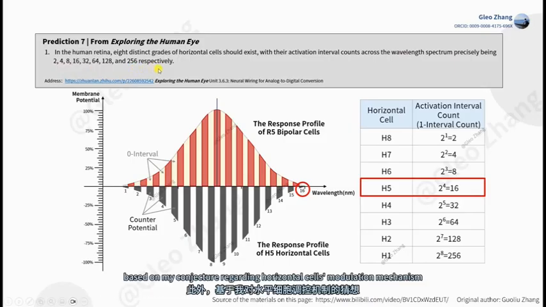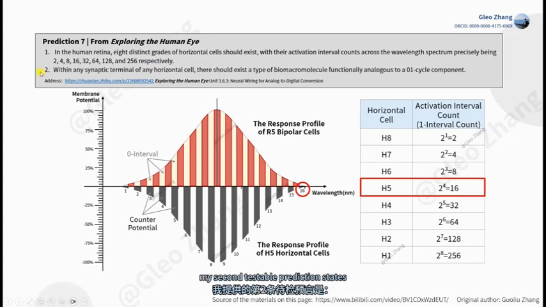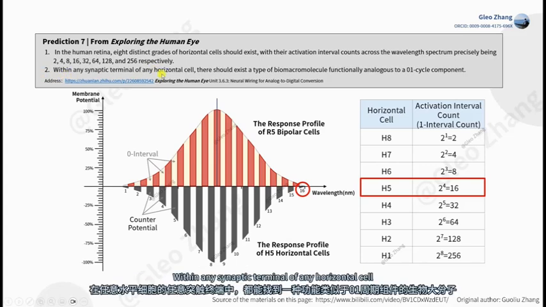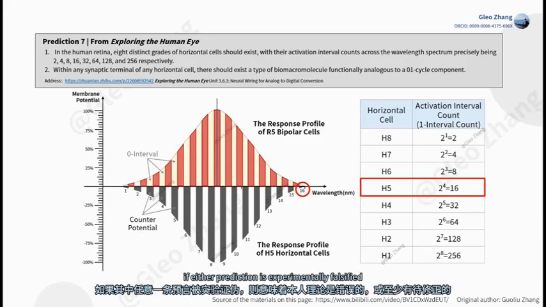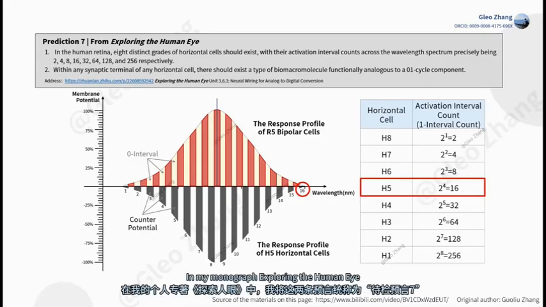Furthermore, based on my conjecture regarding horizontal cells modulation mechanism, my second testable prediction states, within any synaptic terminals of any horizontal cell, there should exist a type of biomicromolecule functionally analogous to a J1 cycle component. If both of the above predictions are experimentally confirmed, it will mean my theory is most likely correct. If either prediction is experimentally falsified, it will indicate that my theory is either incorrect or at least requires revision. In my monograph exploring the human eye, I collectively refer to these 2 testable predictions as prediction 7.